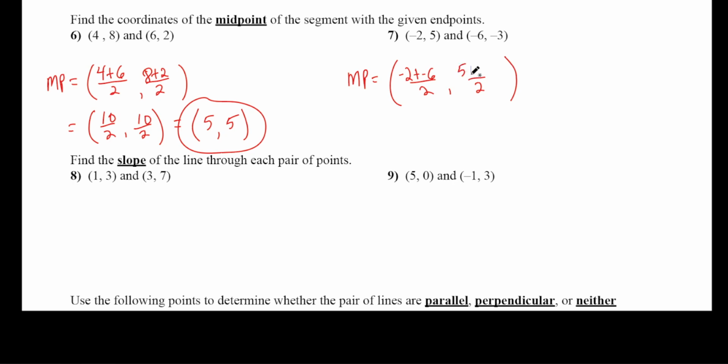What do I got? I got a 5 plus what? Negative 3. Okay, let's do this. Negative 2 plus negative 6. It's negative 8. You got to know how to add those together. Over 2. 5 plus negative 3. It's just a 2. Positive 2 over 2. Simplify that. Negative 8 over 2 is negative 4. And then 2 over 2 is 1. And there you go.